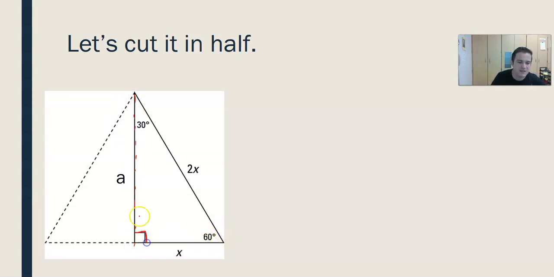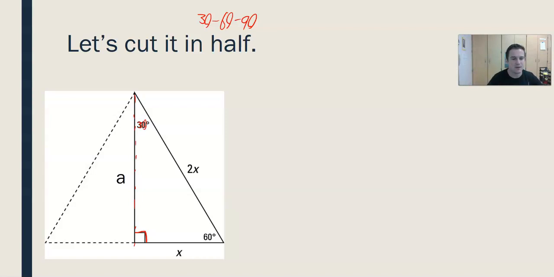This angle now is 90 degrees. This angle up here was cut in half, so it's 30 degrees. So I have now a 30, 60, 90 triangle. Maybe some special relationships exist with this 30, 60, 90 triangle.